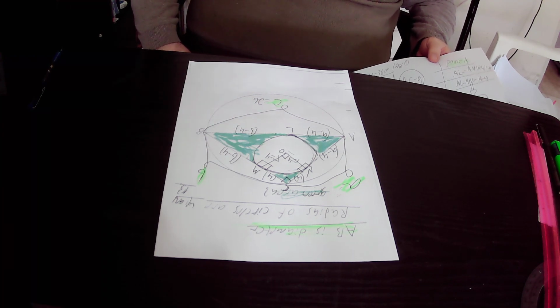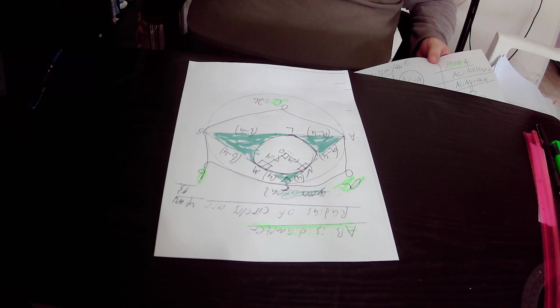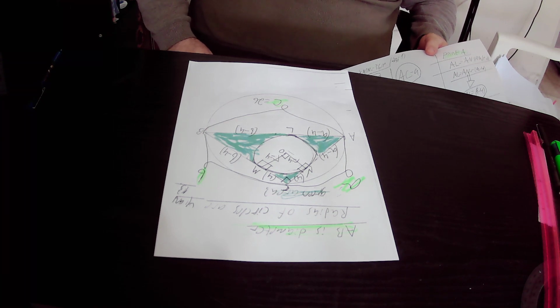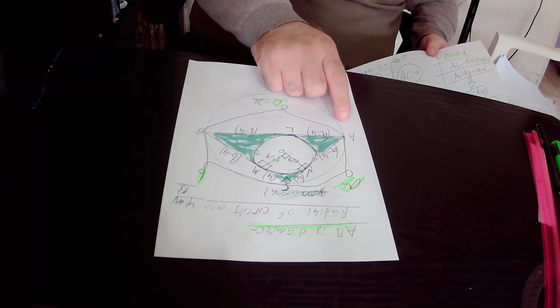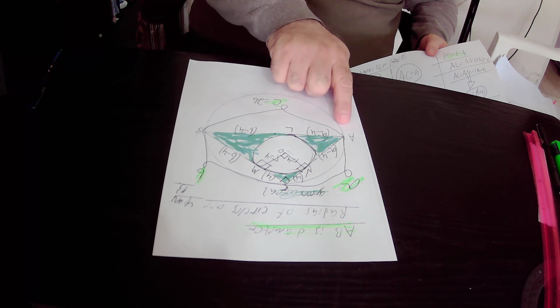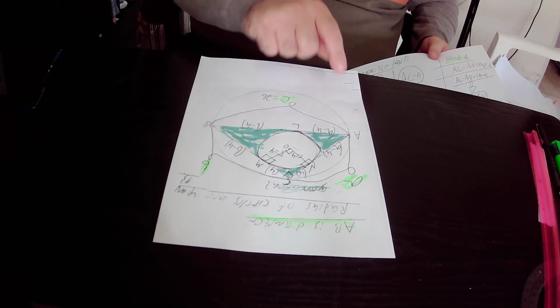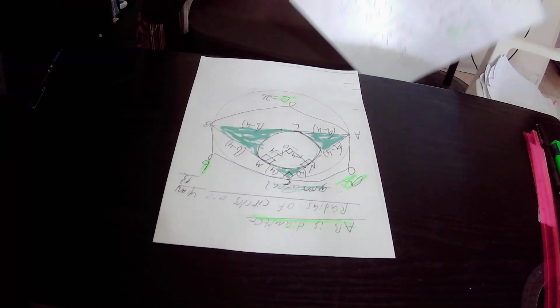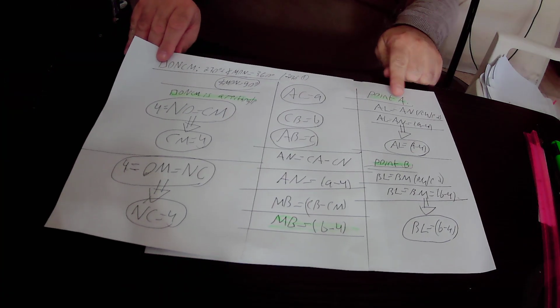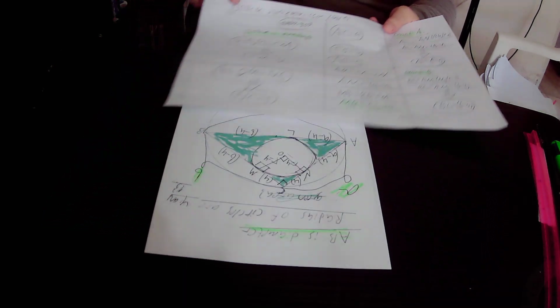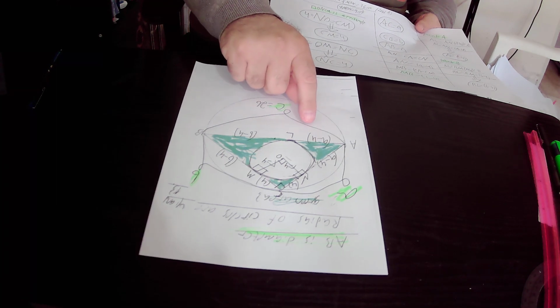Then I present to you rule number 2. According to rule number 2, the lengths of two tangents from a common external point to a circle are equal. So we focus on the common external point, point A. From point A, we have two tangents to the small circle, tangent AN and tangent AM. According to rule number 2, they are equal to each other. Here, AN equals AM according to rule number 2.